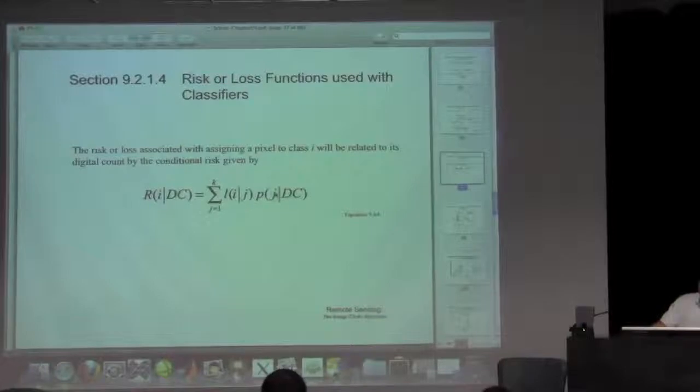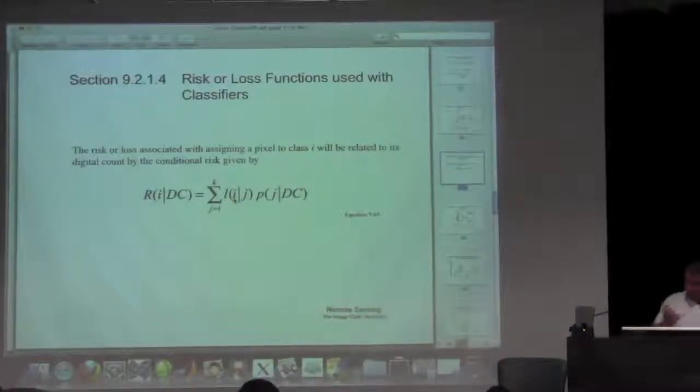That's your normal distribution, given the training statistics that you have, including the covariance matrix. This function here, L of ij, is what's called your loss function. And in this particular case, the way this is written, given that my pixel is in class J, what loss will I incur, or how serious will the error be, if I place it in class I?